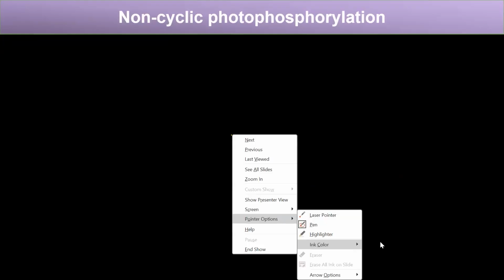So what is non-cyclic photophosphorylation? What happens in this? First of all, what is the location of non-cyclic photophosphorylation? The location is in thylakoid membrane and stroma. Now I'll show you how.